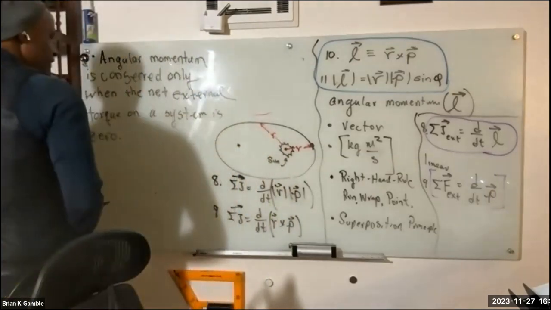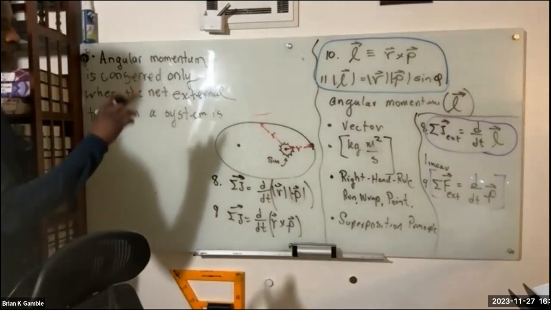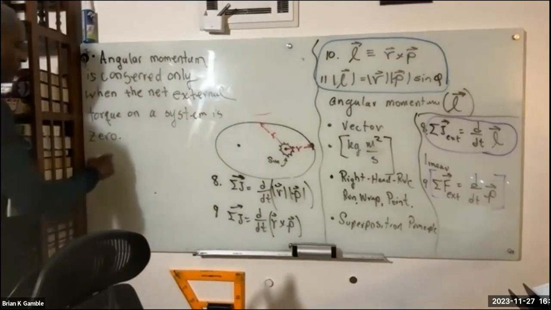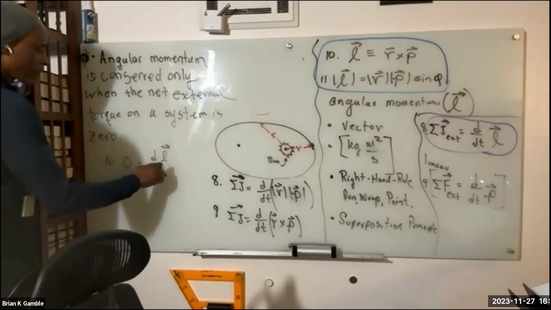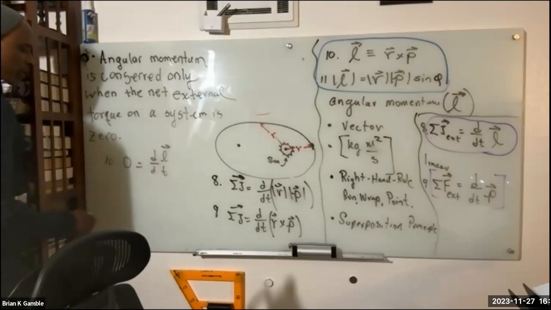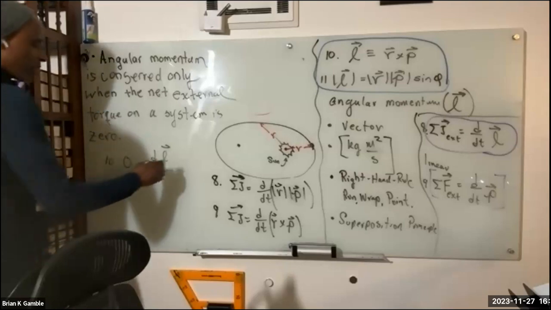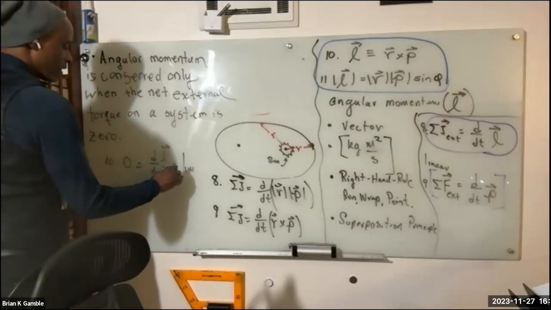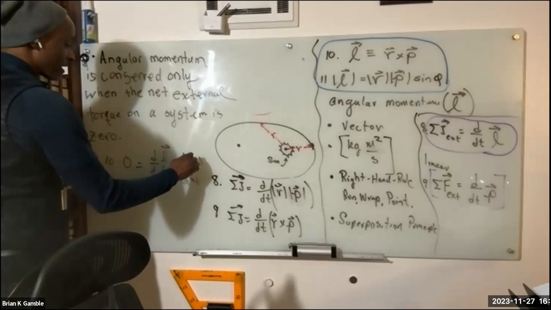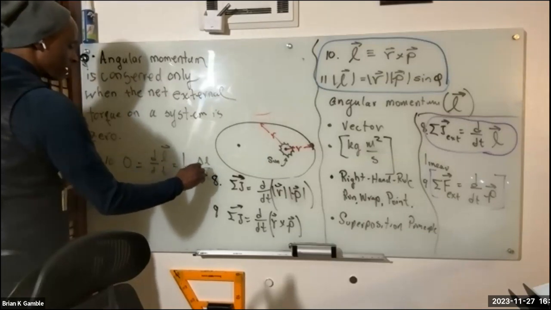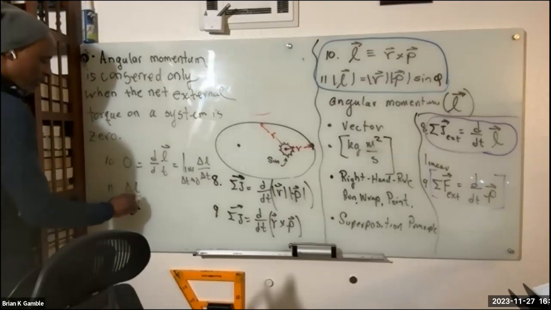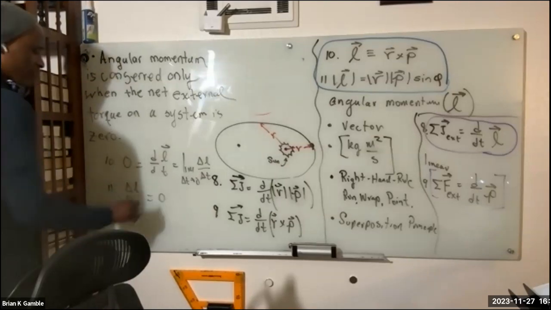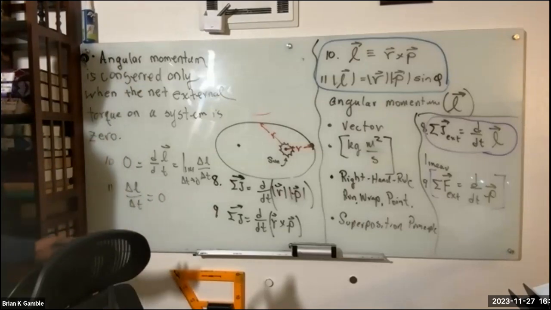Okay. So now applying that property to equation 8, if zero is equal to the time rate of change of angular momentum, and you can think of this as equal to the limit as delta t goes to 0 of delta L over delta t. So basically what I'm saying is that if delta L over delta t is equal to 0, what must be 0 in order for that equation to be true?